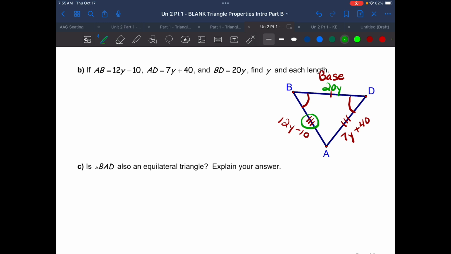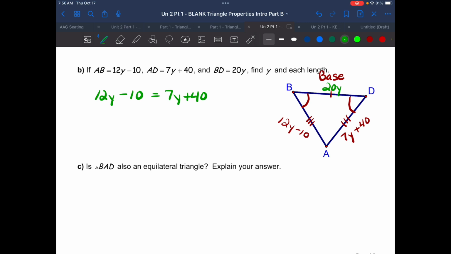But if you look at my markings here, we know that we have two equal legs. So even though they give me three things, I don't have to cram three things into my equation. I want to just look here. These two legs are equal, so I'm only going to use that bit of information. So we're going to really say this is part equals part. So 12y minus 10 equals 7y plus 40. Right? You guys should be writing this down on your papers.